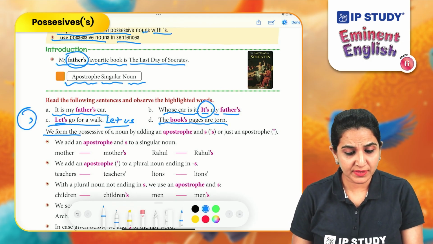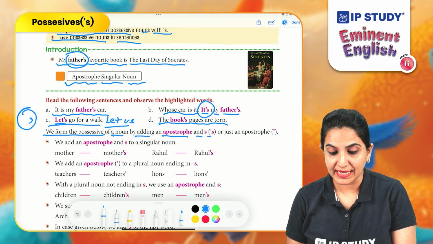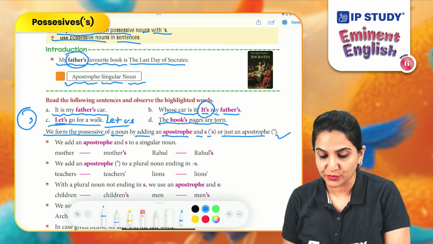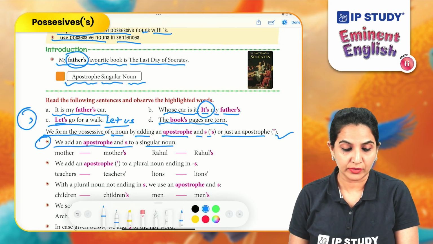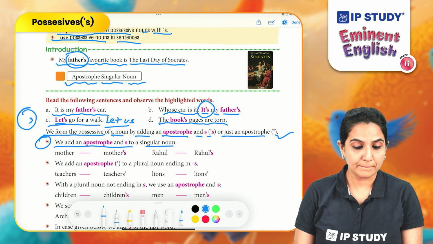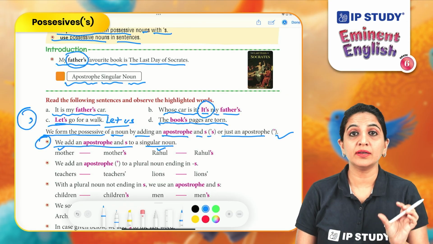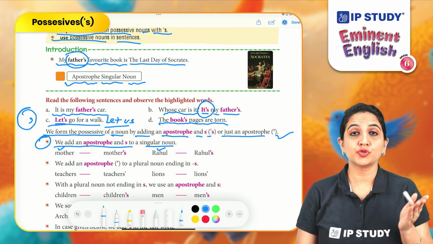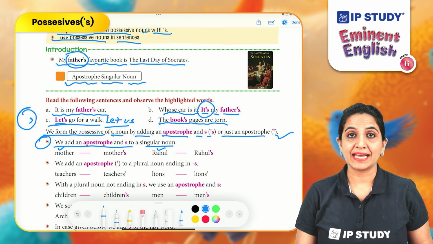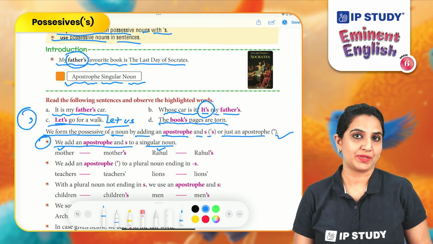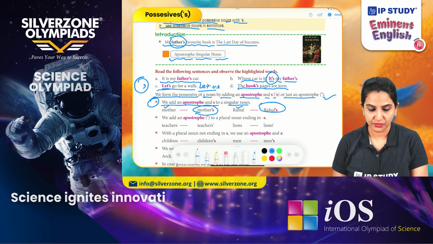We form the possessive of a noun by adding an apostrophe and S, or just an apostrophe. We add an apostrophe and S to a singular noun. For example, mother, Rahul. Both of these are singular nouns. So, to show them as possessive nouns, we add apostrophe and S to them, like mother's, Rahul's.